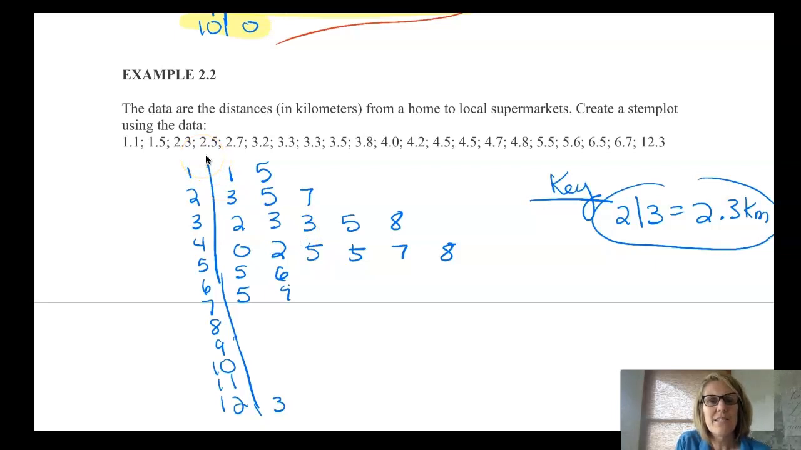The other thing we can see, again, if we look at the shape of our data here, it's a little bit left skewed, and we'll talk about that in a second, but we also can see that this 12.3 looks to be an outlier. So this could be an error, or it just could be an outlier, one supermarket that's further from the home.